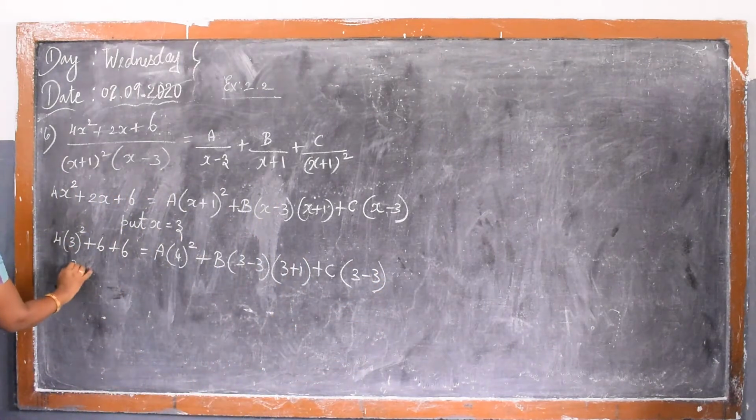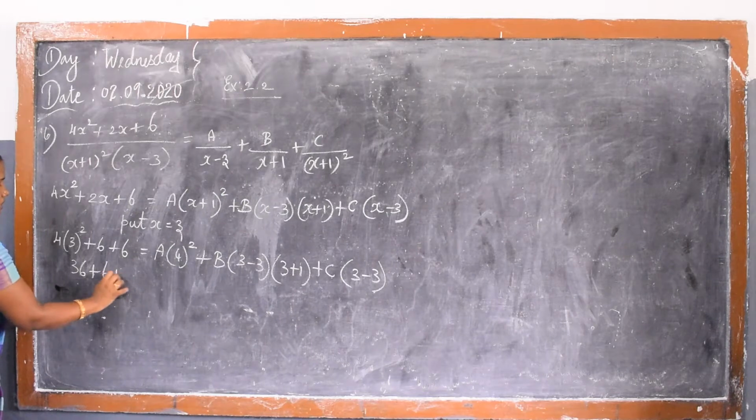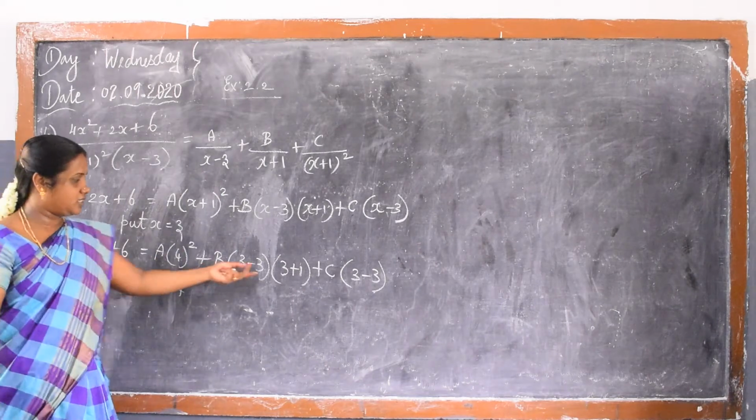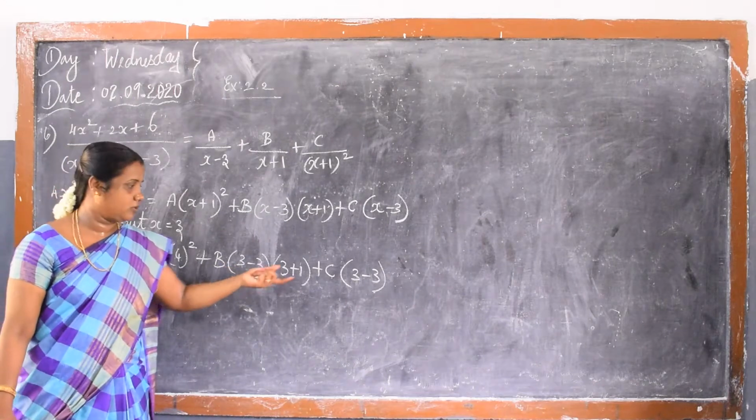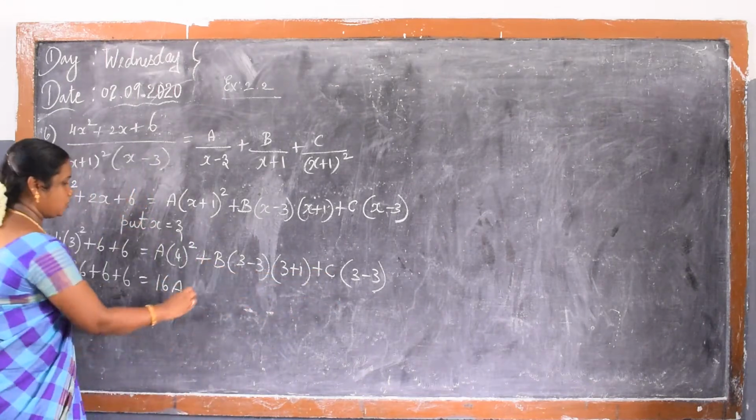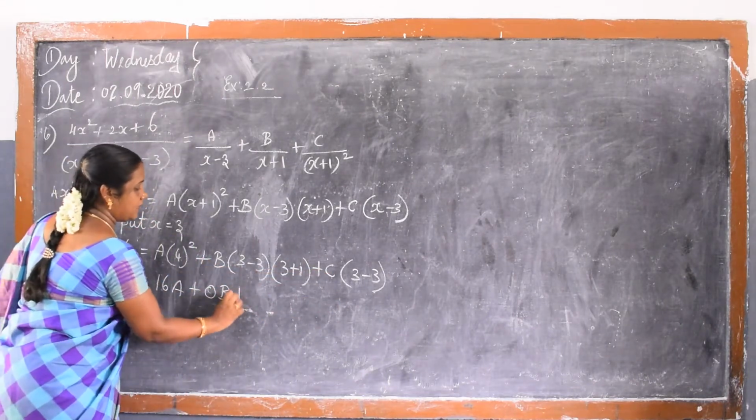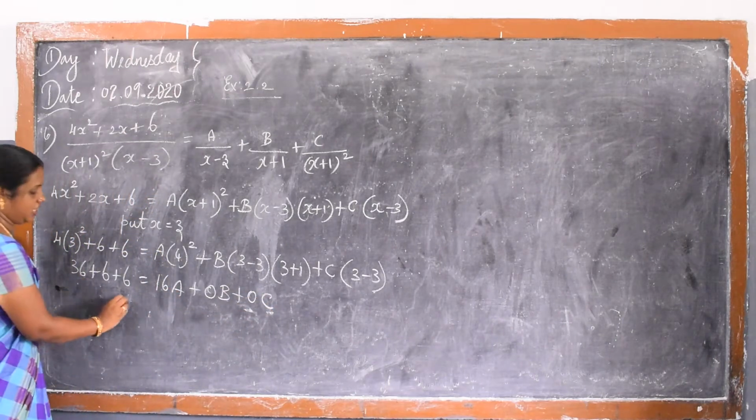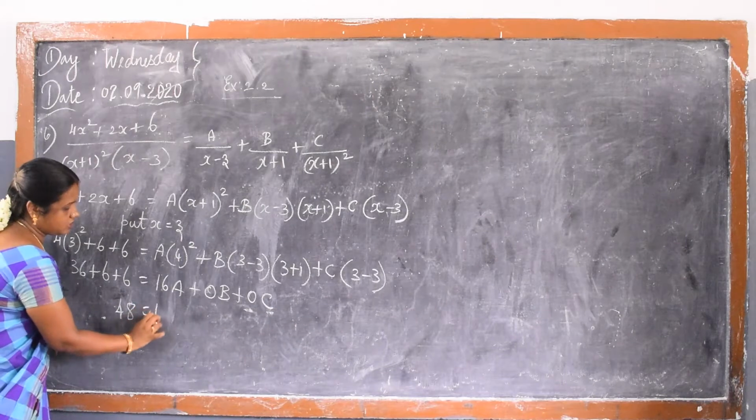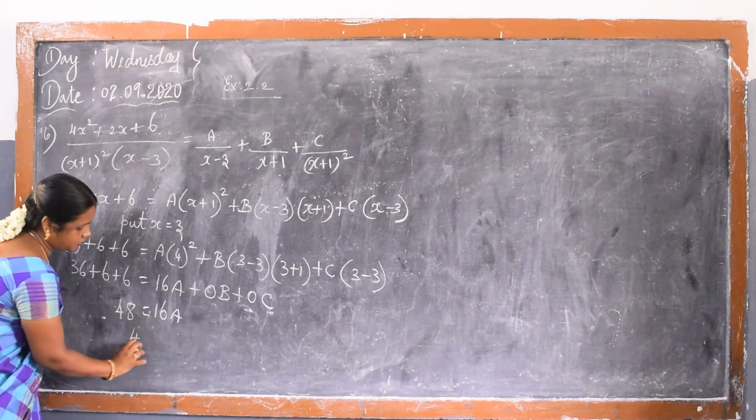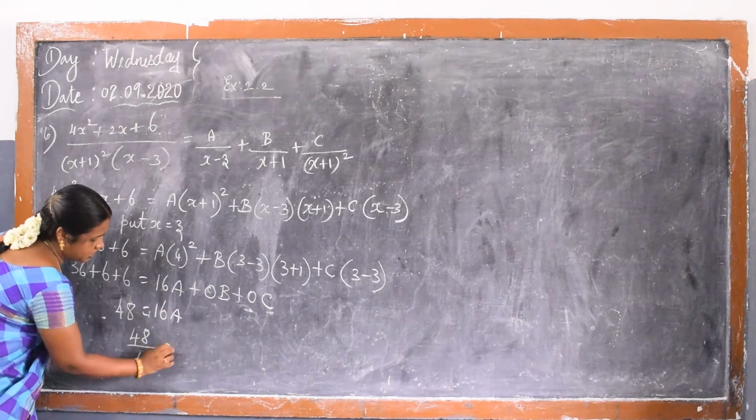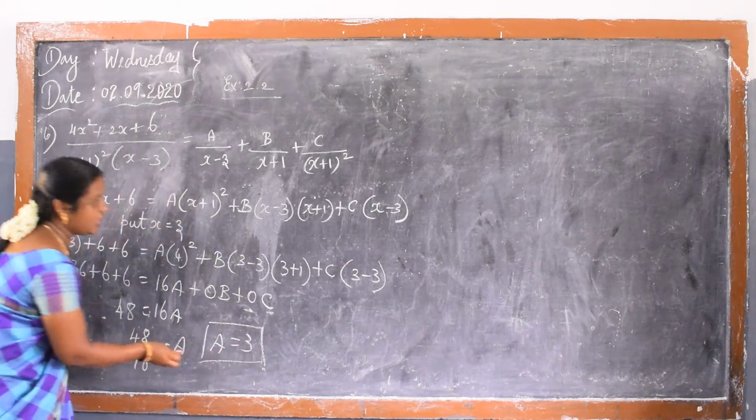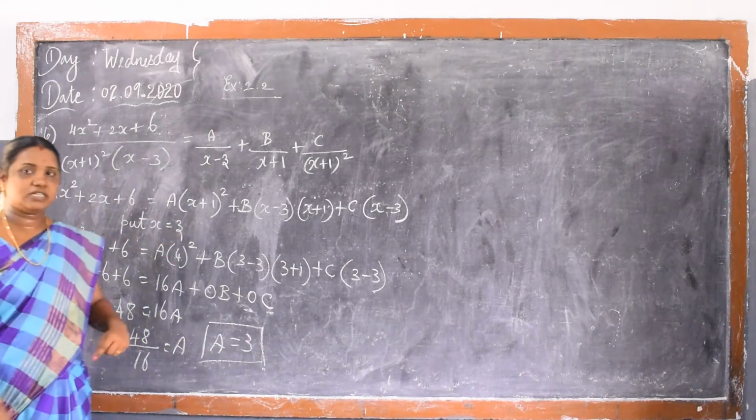9 fours are 36, plus 6 plus 6. Here 4 square is 16a. 3 minus 3 is 0, so b becomes 0, and c is also 0, so 0b plus 0c. So what is the answer here? Add everything and you will get 48 equal to 16a. What is the a value? 48 by 16. What is the answer? A is equal to 3. Likewise, you have to find b and c. Have you understood this?